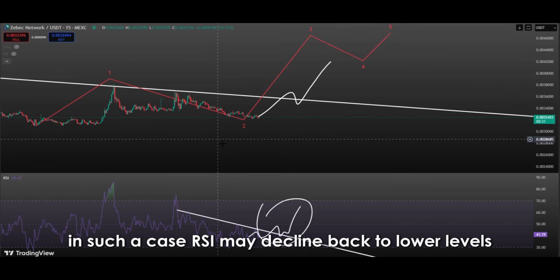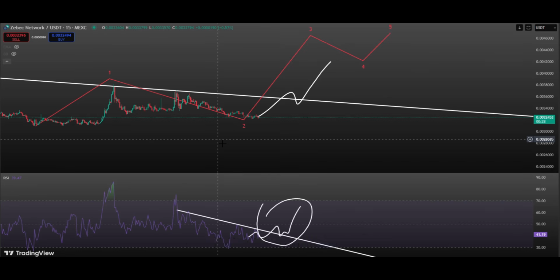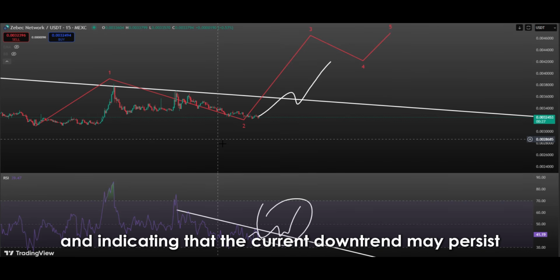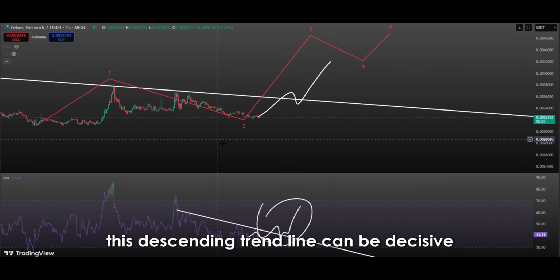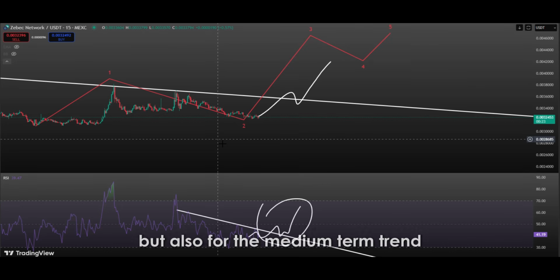In such a case, RSI may decline back to lower levels, creating pressure on price and indicating that the current downtrend may persist for a while longer. Whether RSI breaks or fails to break this descending trend line can be decisive not only for short-term signals, but also for the medium-term trend. A breakout of this line changes investor risk perception. Investors who were previously hesitant may begin to take long positions again, which in turn drives the price upward.